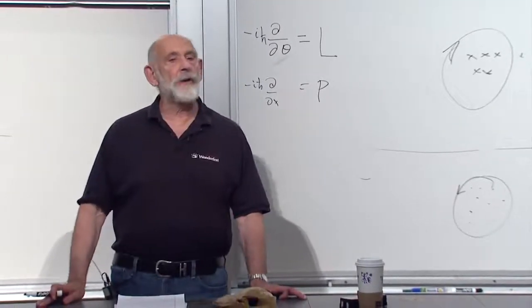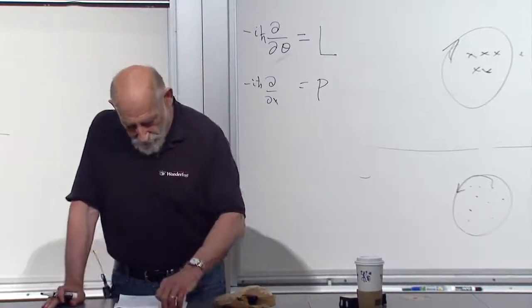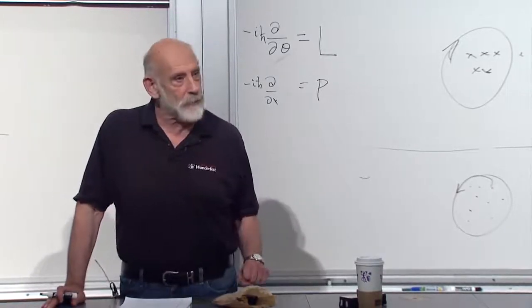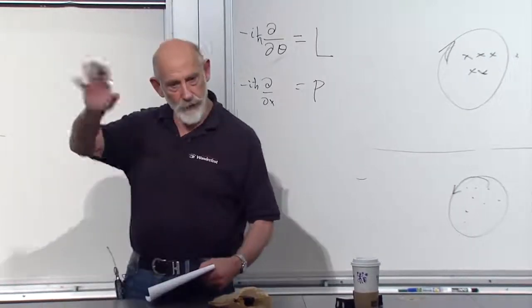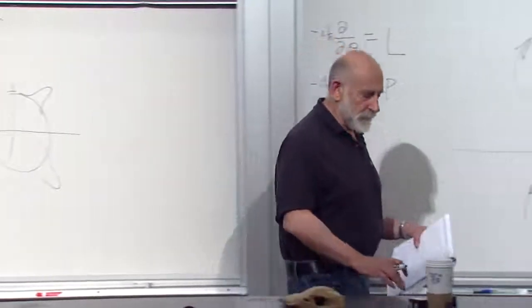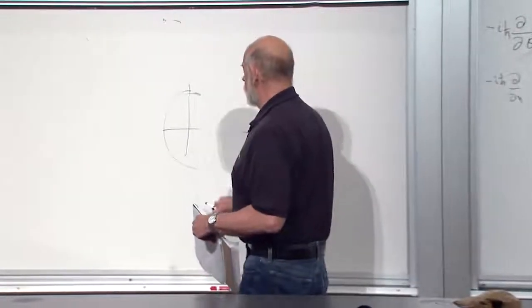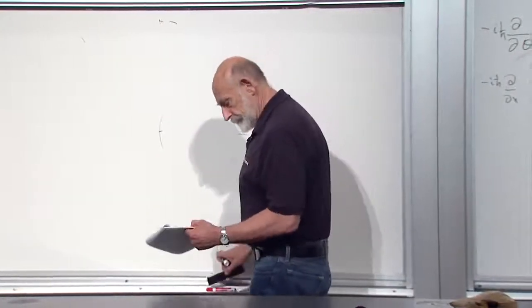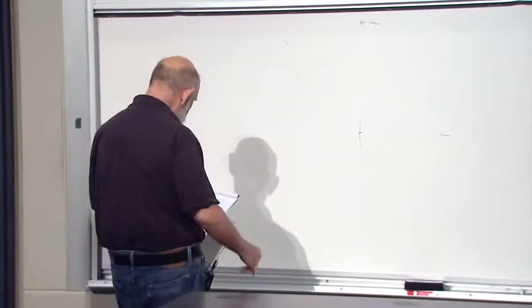All right, let's go through the mathematics now of showing that reflection, mirror reflection, does not commute with rotation. And we'll do that by showing that the generator of rotation doesn't commute with the action of the reflection operator. We need to figure out what the reflection operator does.